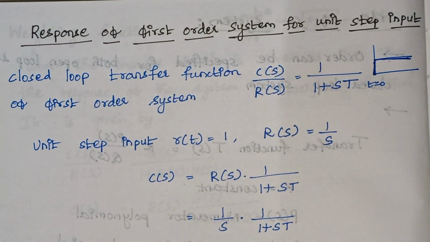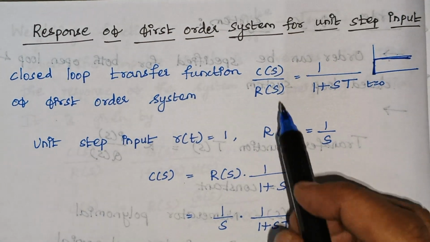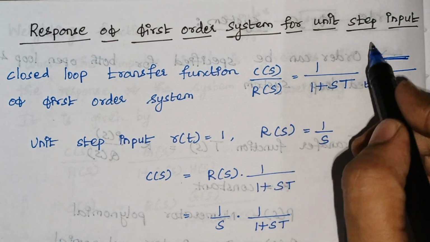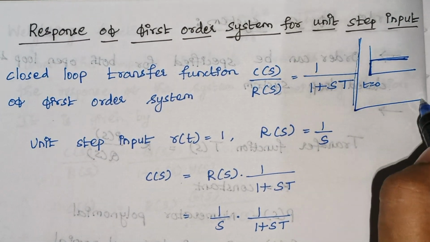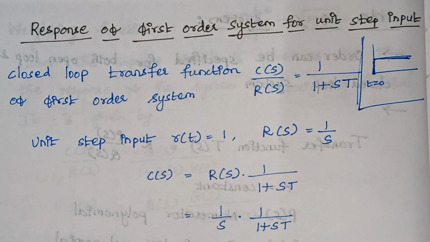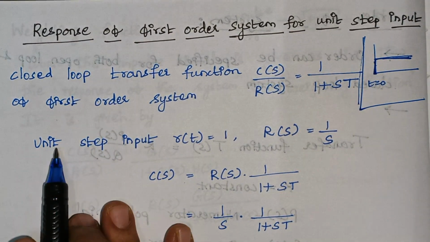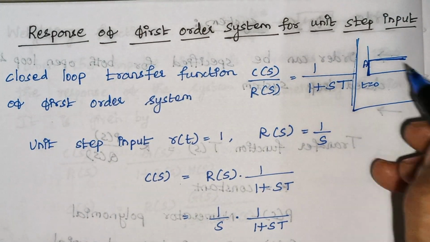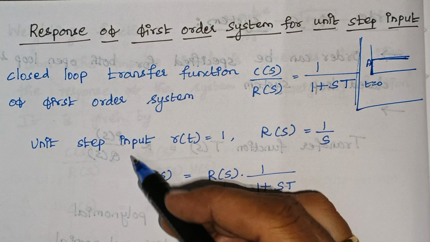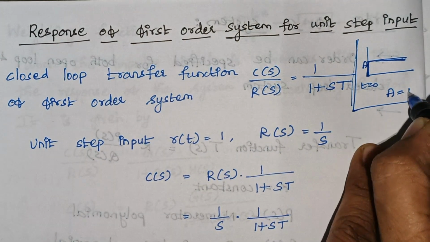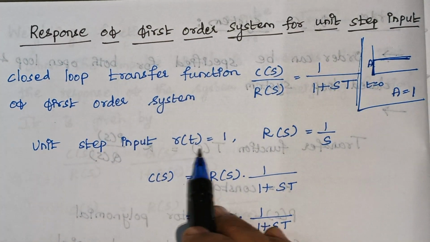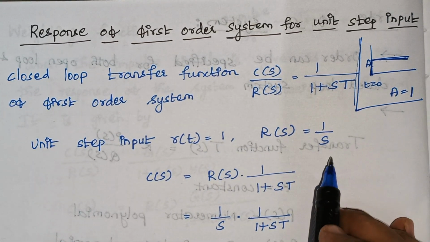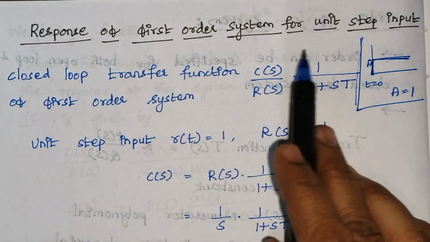Now, the closed loop transfer function of a first order system is given by, this is a simple system, C of s by R of s is equal to 1 divided by 1 plus sT. Now, the type of input is unit step input. Here we will generally tell the magnitude as A, right? But for a unit step input the value of A becomes 1. So r of t is equal to 1, and when you take the Laplace transform of 1, that becomes 1 by s.